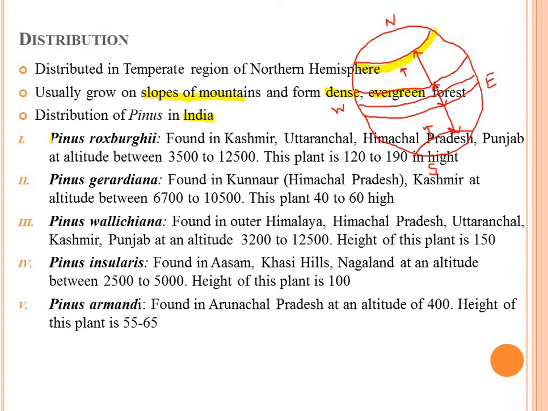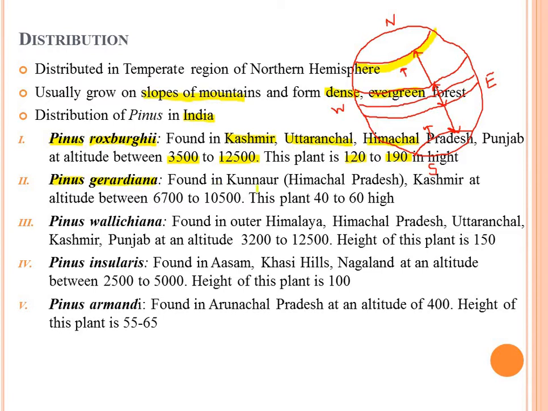First one is the Pinus roxburghii. The first species is Pinus roxburghii. Actually this species is found on slopes of the Himalaya. See, this is found in Kashmir, Uttaranchal, Himachal Pradesh, Punjab at altitudes between 3,500 feet to 12,500 feet. This plant is 120 feet to 190 feet in height. Then the second one is Pinus gerardiana. This is the second species.